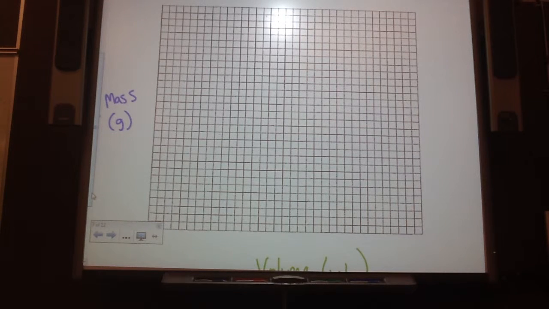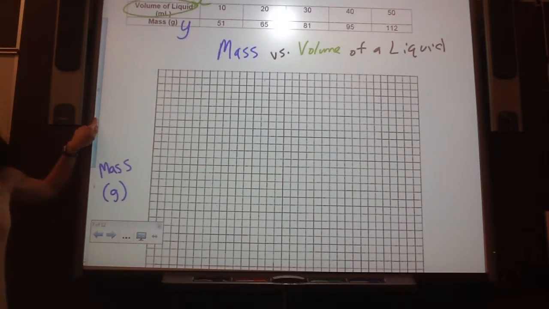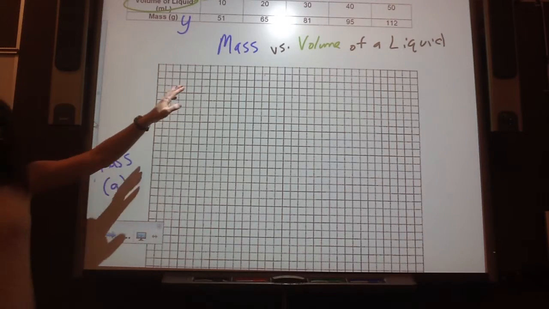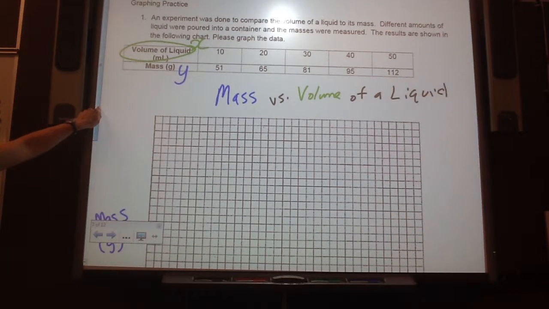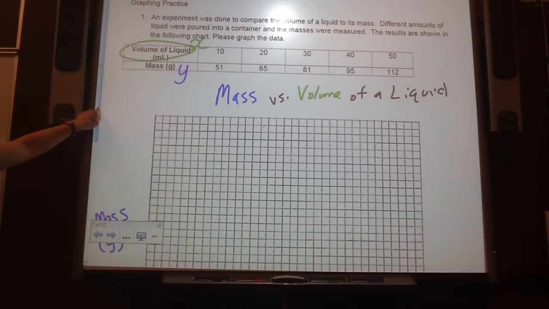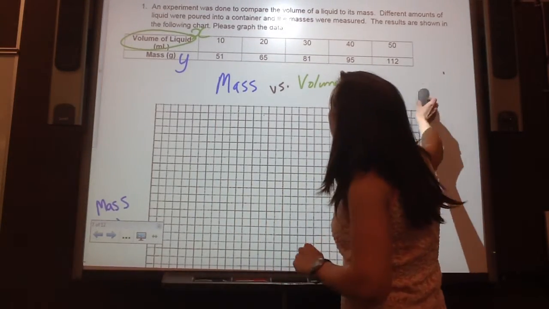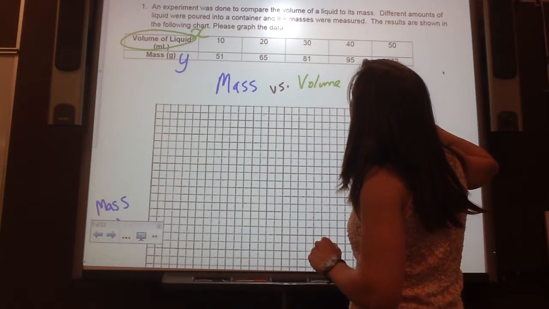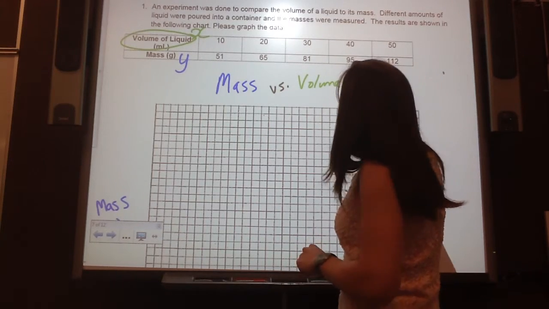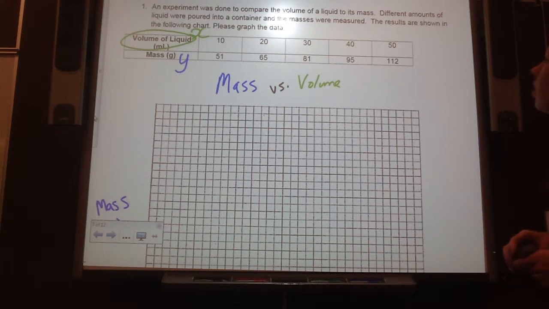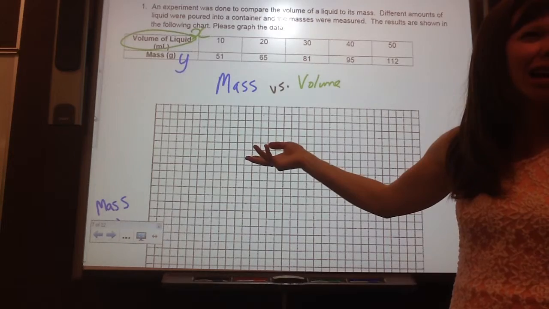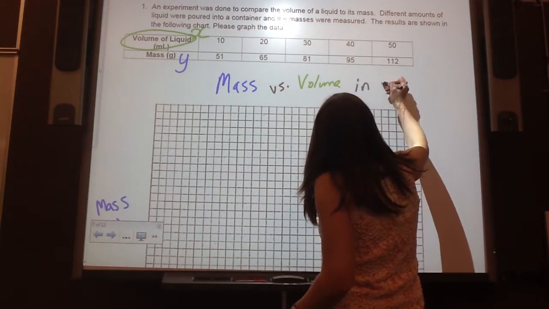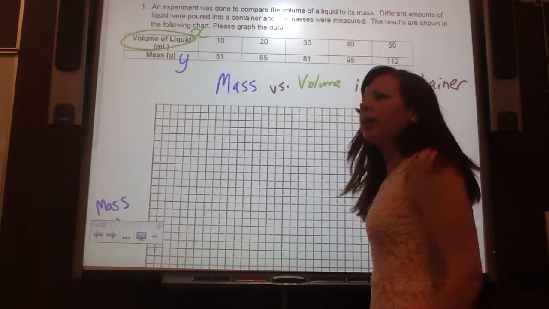What did you put for the title? Isn't that mass versus volume? I put mass versus volume of mass measured. Different amounts of liquid were poured into a container and masses were measured. Oh, you know what? I apologize. Really, what we should put is experiment to compare the volume of liquid to its mass. No, we should just have it as mass versus volume, because it doesn't really give you a brief. I think that would be better. Do you agree? Yeah. I think the most we could maybe add is in a container. Mass versus volume in a container. Yeah, that makes more sense. Or we just leave it as mass versus volume? Yeah, I think that would be fine.